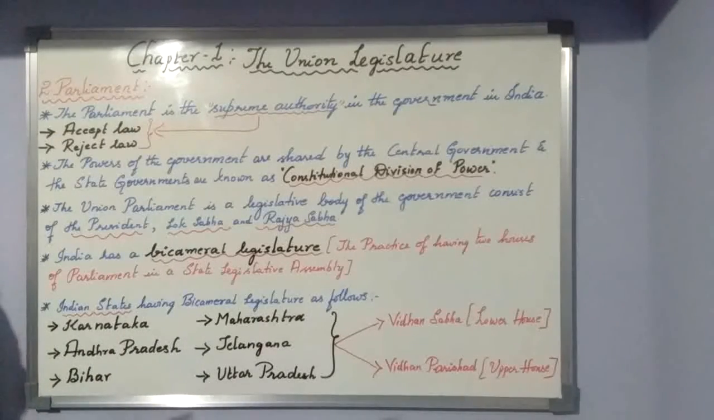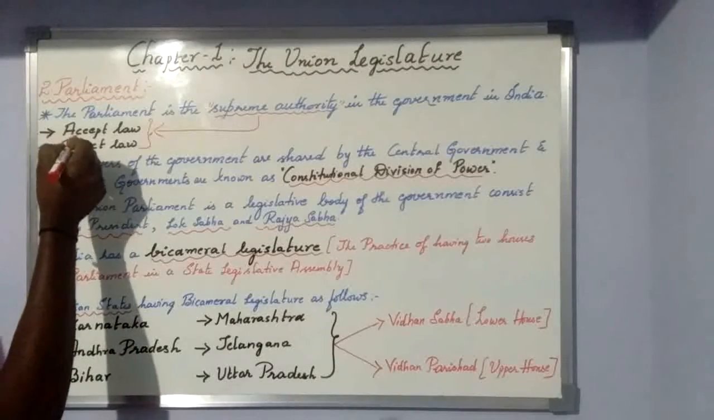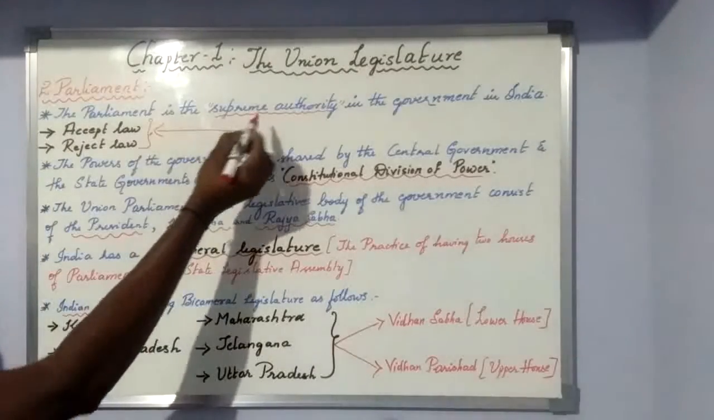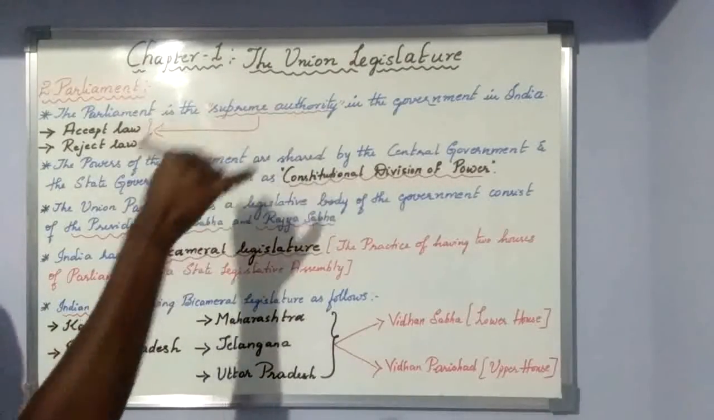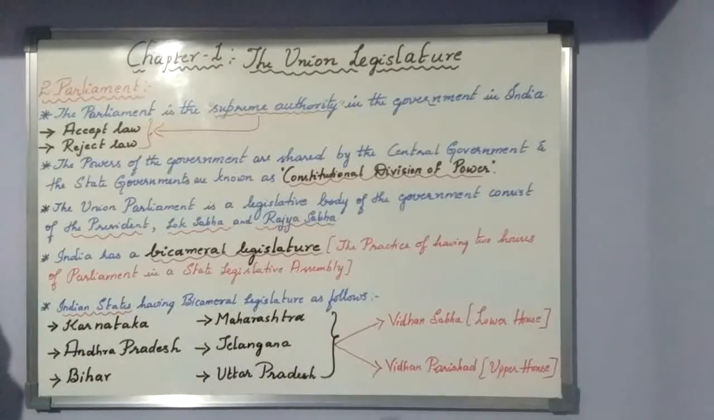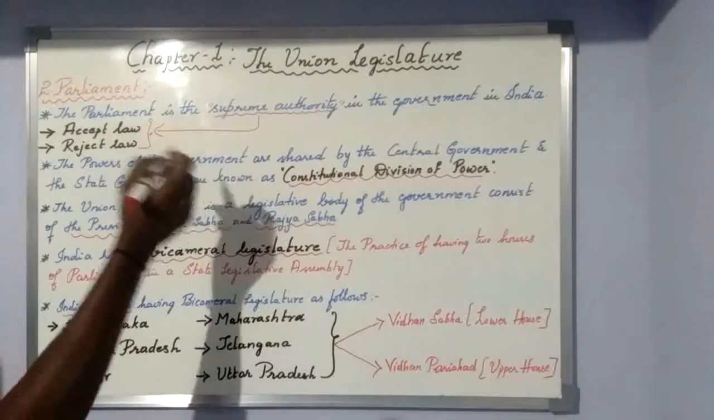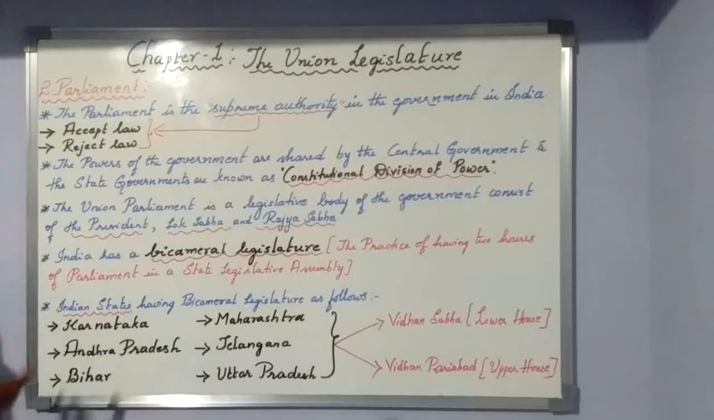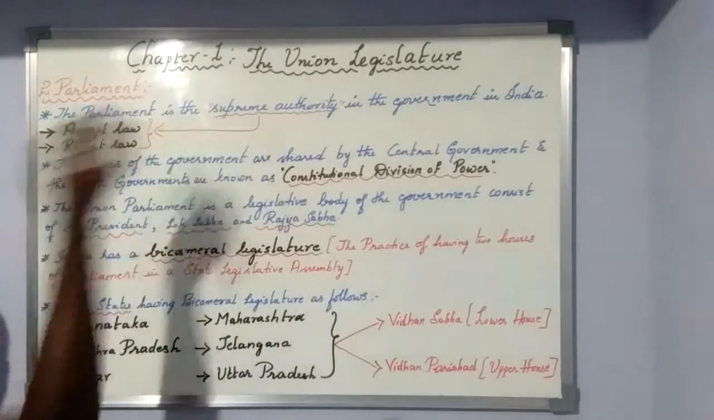Any law that is made in the Parliament by both the houses can be accepted by the Parliament. Rejecting the law which is made by the Parliament is also given to the Parliament only. That is the reason the Parliament is considered the supreme authority in the government in India. In what way is it supreme authority? It has domination over making a law, accepting the law and rejecting the law. That is the important thing.